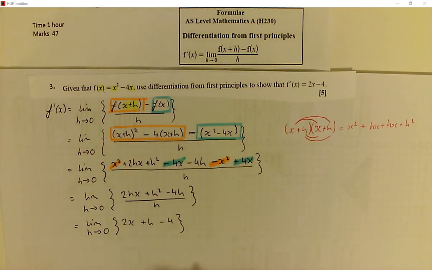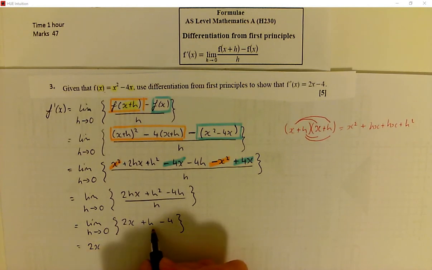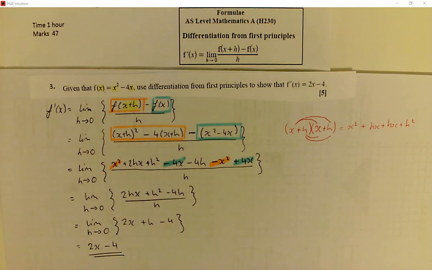Now finally, that's as simple as it goes. So we do our final step, we take the limit as h tends to 0. This is like pretending that h is 0. So we are left with 2x, there's no h there, so it's just the same. The h goes to 0 and minus 4. And there we go, we've done it.